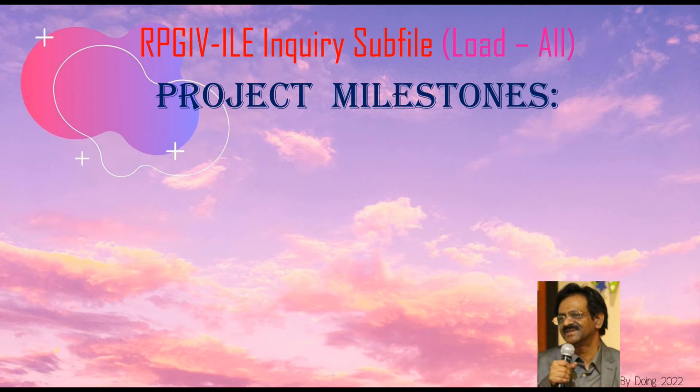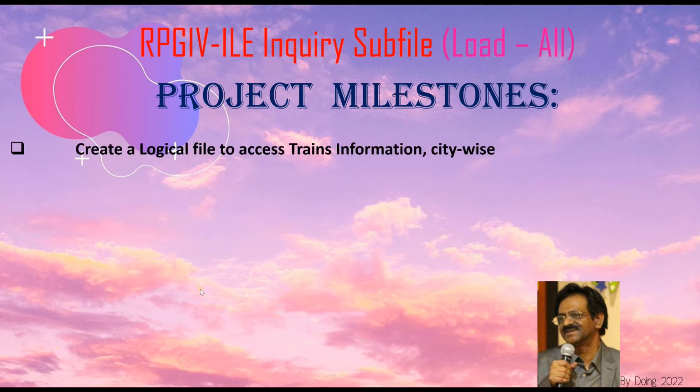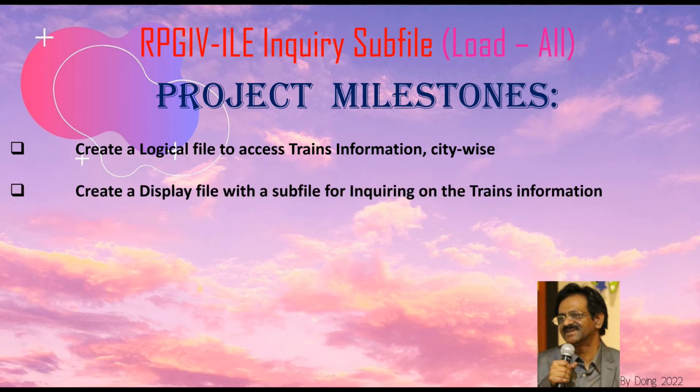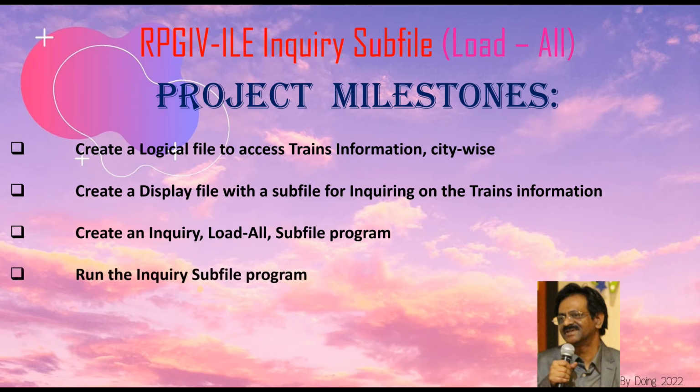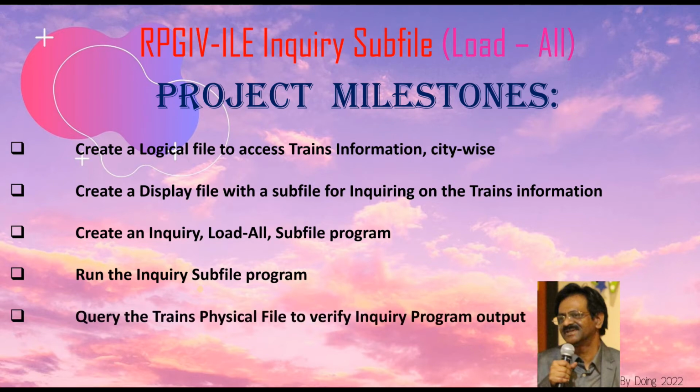In this magical concoction, we will brew a potion to create a logical file to access trains information city-wise, create a display file with a subfile for inquiring on the train's information by showing a request screen, create an inquiry load all subfile program to pull up the train's information by inputting the city name, run the inquiry subfile program for a specific city or for all cities, and query the train's physical file to verify inquiry program output.